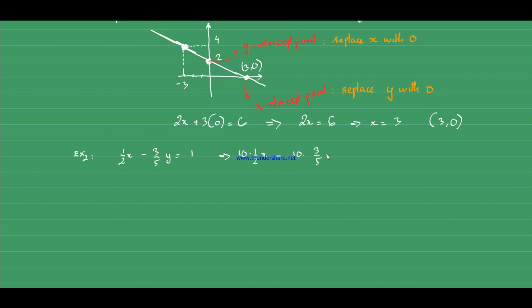multiply by 10 for each of them, then you see that we end up with 5x minus 6y equals 10. 10 simplifies with the number 5 here to give you 2, and 2 times 3 gives you 6. So you see that? It's the beautiful A, B, C values as whole numbers right here. So this is in standard form.